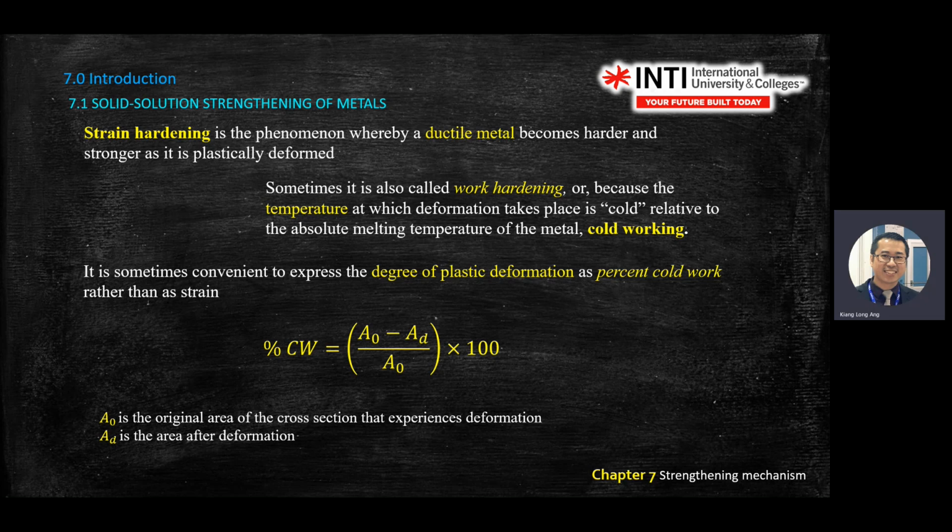For cold working, it depends. You have an original square shape or cylindrical shape. For cylindrical, you use pi r squared. For a square one, you need to use the side to get the area. Just be careful on the side of the sample.